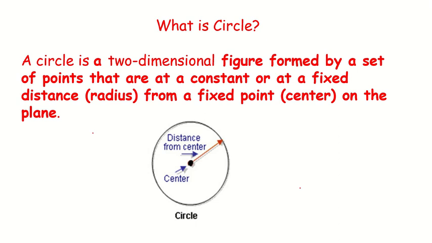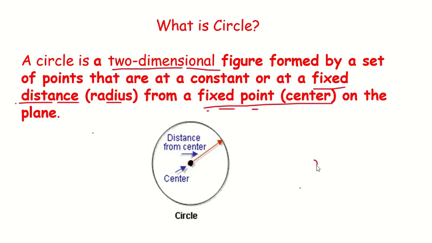What is a circle? A circle is a two-dimensional figure formed by a set of points that are at a constant or fixed distance. That is called what? The fixed distance is called the radius. So a circle is a two-dimensional figure. How will it form? It is a set of points at a constant or fixed distance from a fixed point, which is called the center, on the plane.